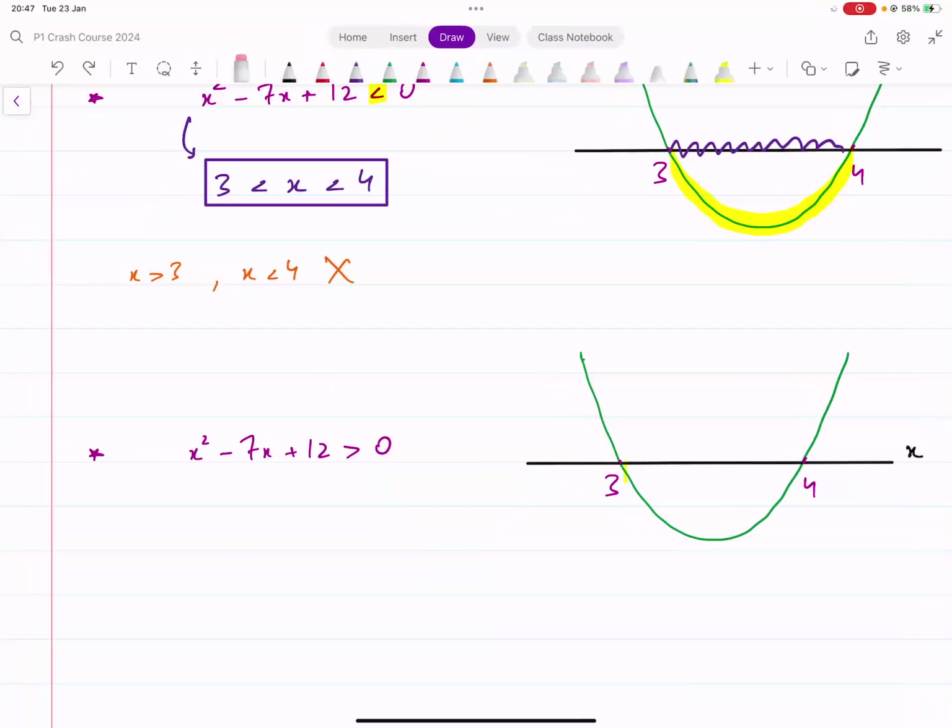Okay, so I hope you've tried this. Can all of you tell me what the result of this inequality is? What would you get from this?